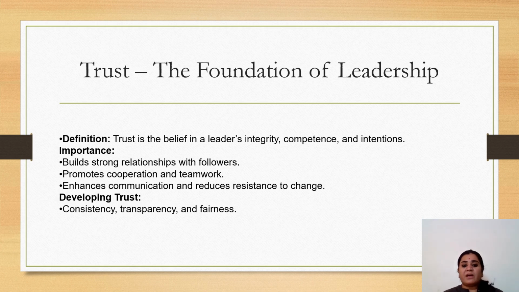We have developing trust also, like consistency. The leader must act consistently to establish reliability. He should have transparency; being open about decisions and their reasons builds trust. And he should also be fair. Fairness means the leader must be impartial and just in their actions.